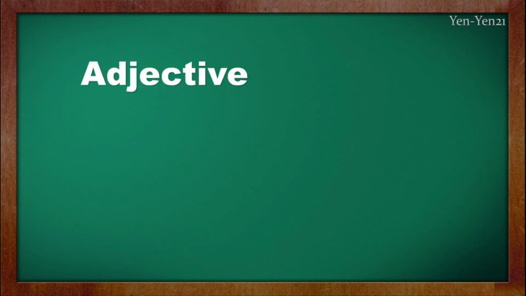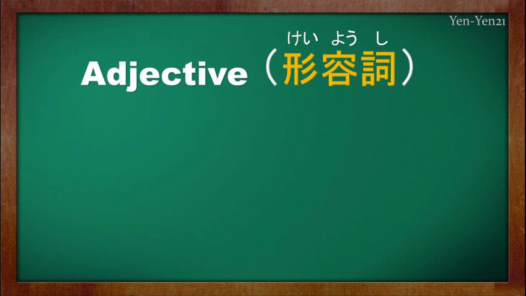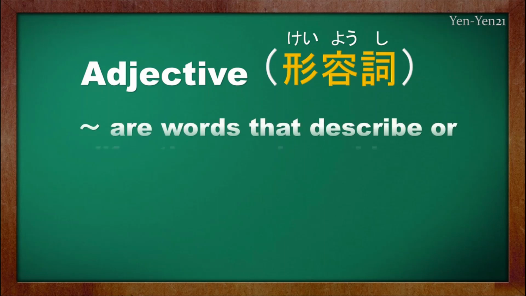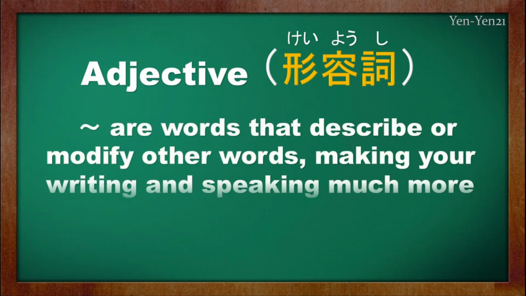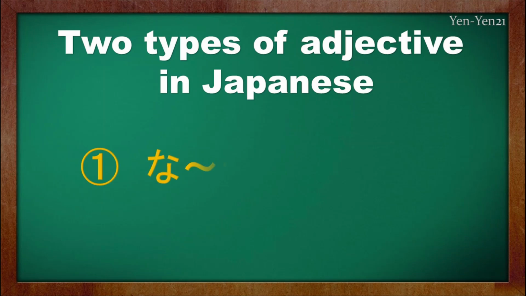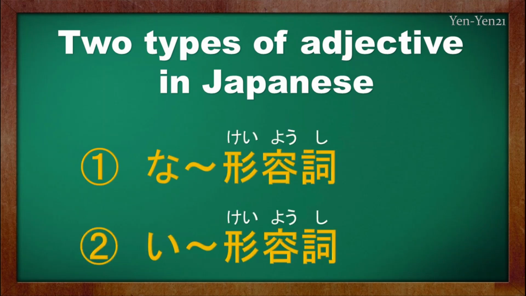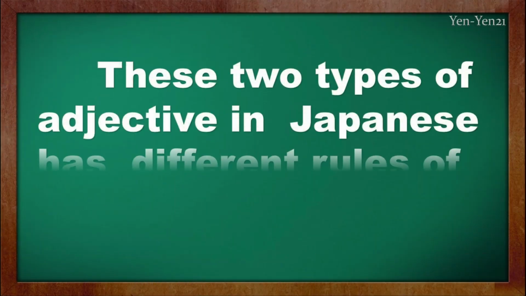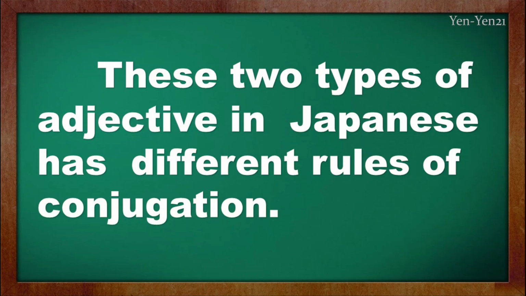Adjectives, or 形容詞 in Japanese, are words that describe or modify other words, making your writing and speaking much more specific and a whole lot more interesting. Adjectives in Japanese have two types, な形容詞 and い形容詞. These two types of adjectives have different rules of conjugation, so you have to be familiar with these rules.